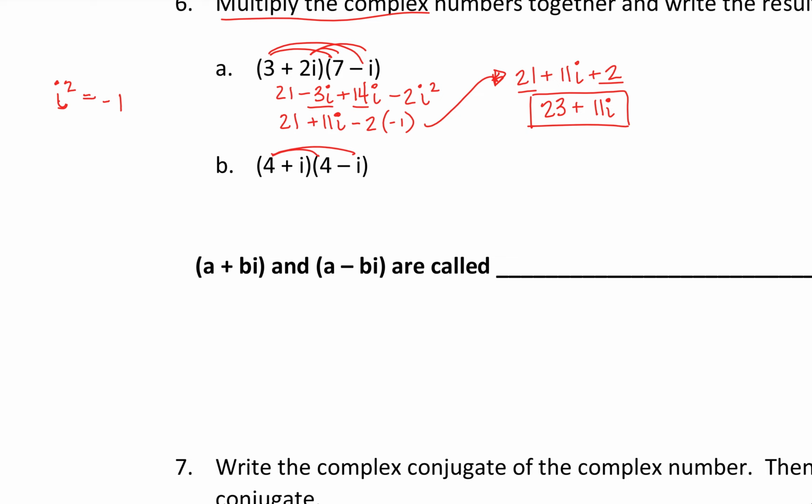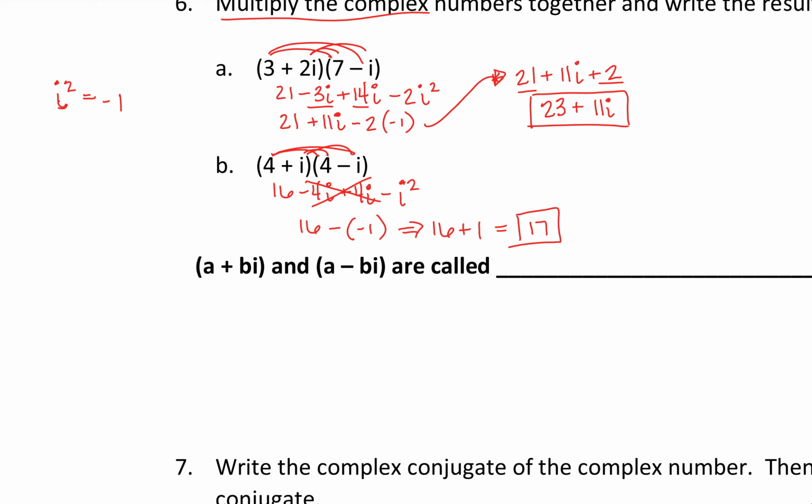So distribute my 4 and I get 16 minus 4i. Distribute the i and I get plus a 4i. Positive i, negative i, I get a negative i squared. Well, my two terms in the middle cancel each other out, so I get 16 minus, remember that i squared becomes a negative 1. That becomes a 16 plus 1, which gives me an answer of 17.